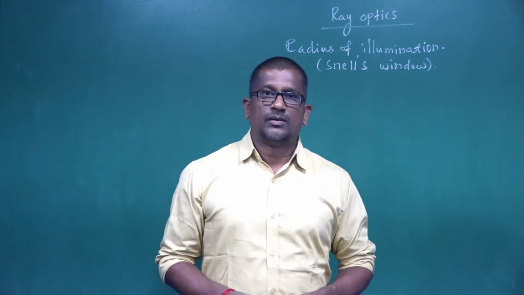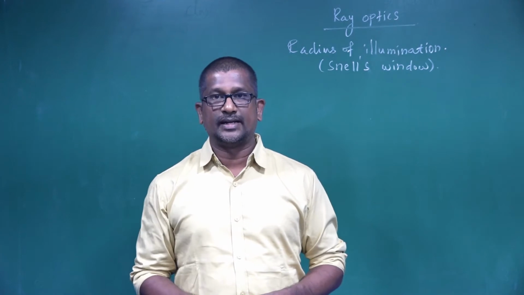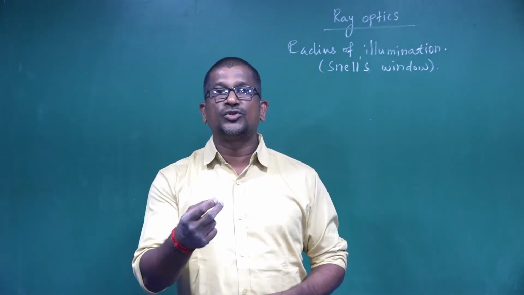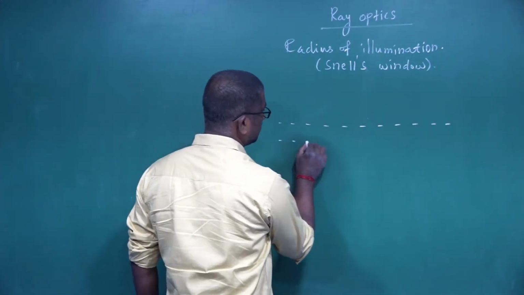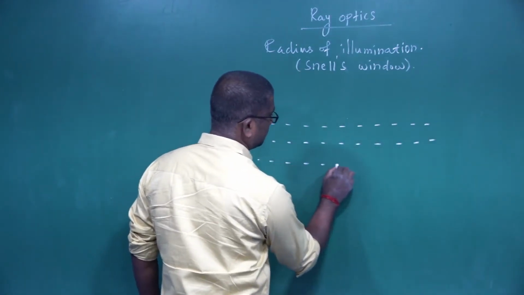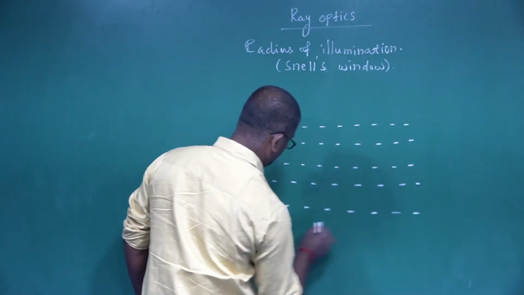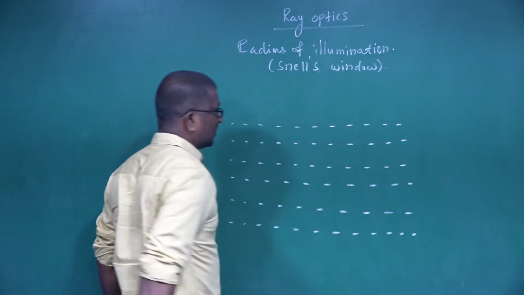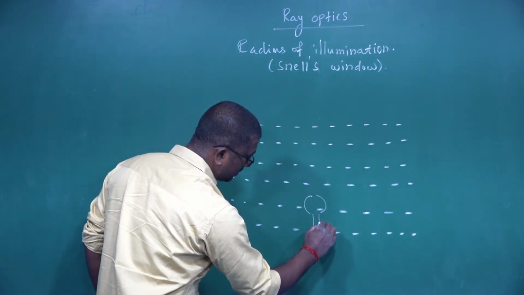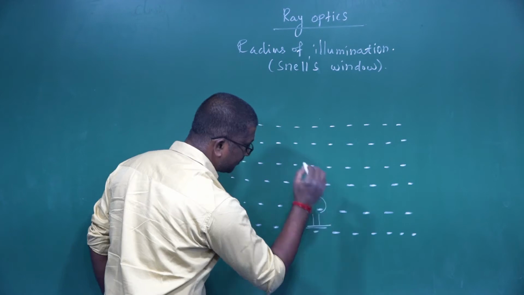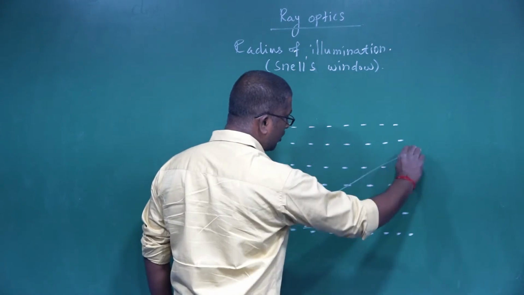We know that an electric bulb is one of the sources of light. Suppose it is kept inside the water like this. This is water, where the electric bulb is kept like this. So this electric bulb emits light in all directions.